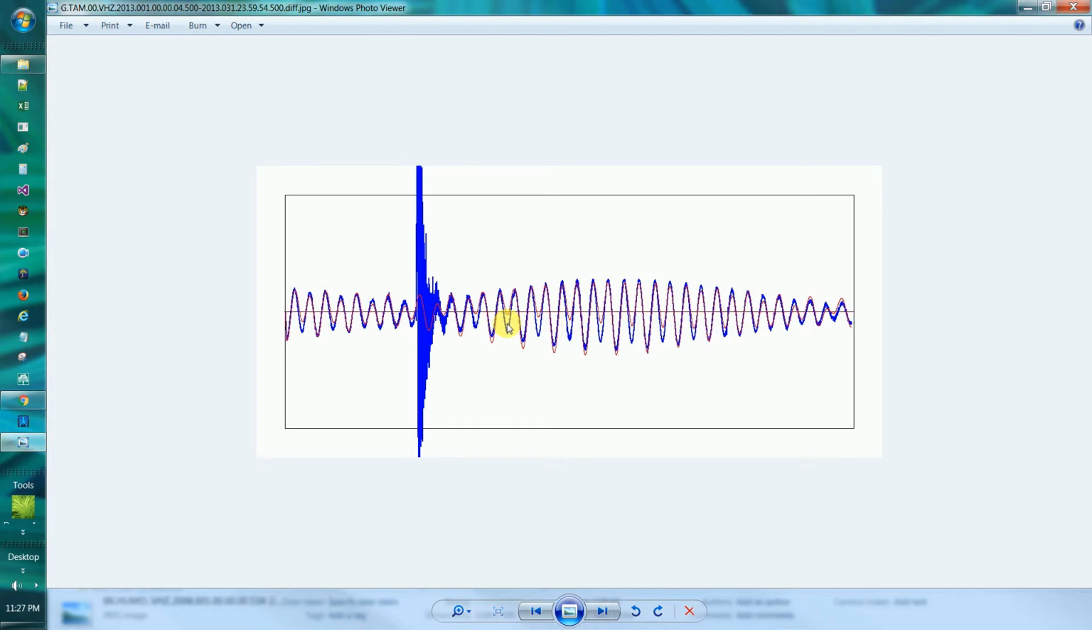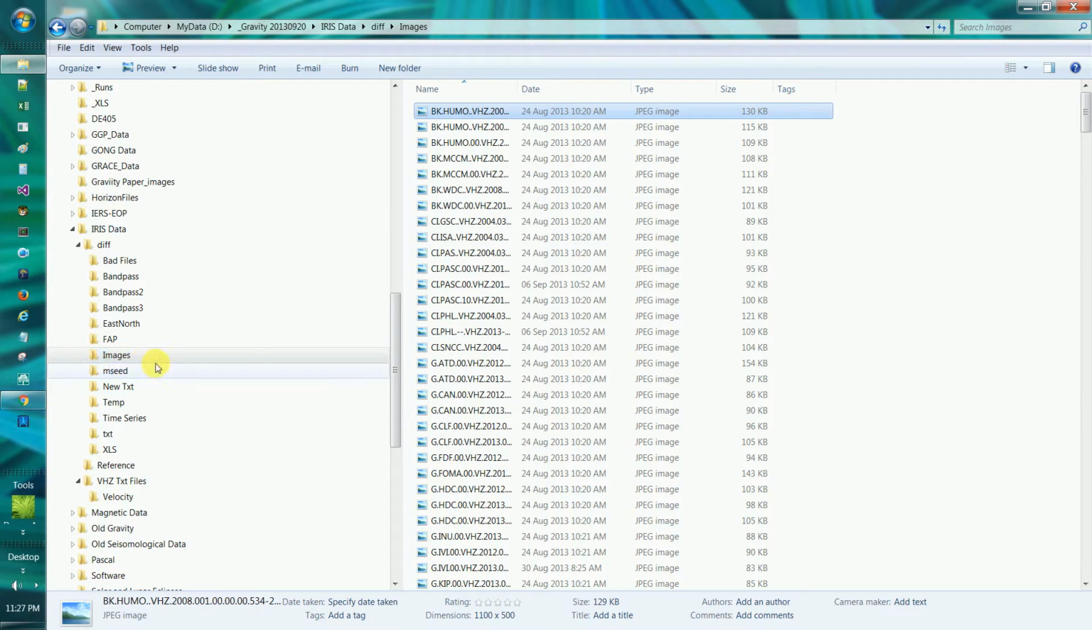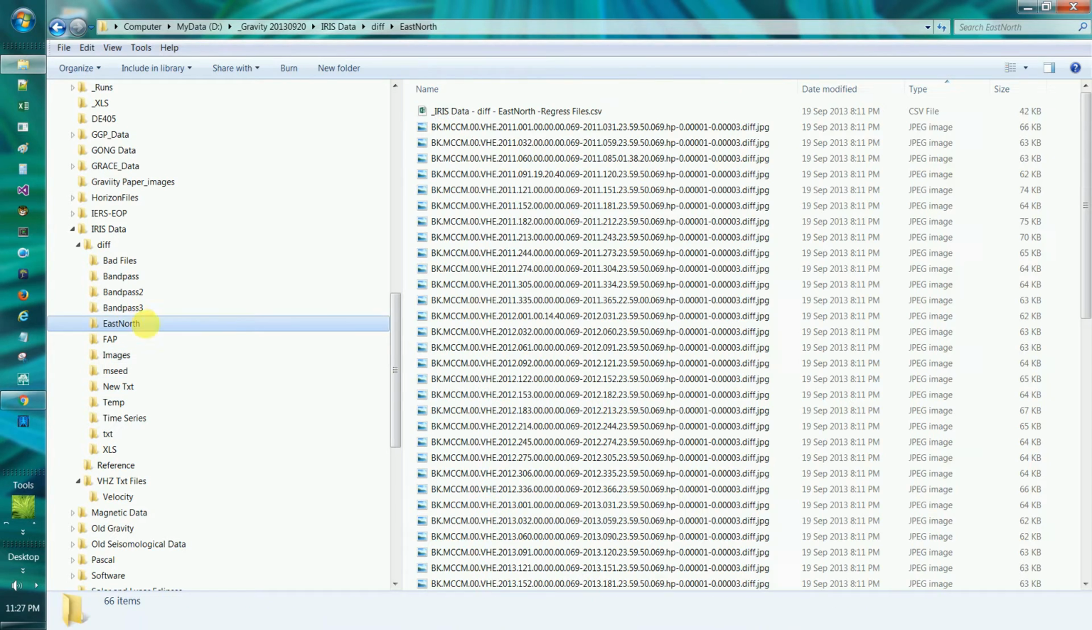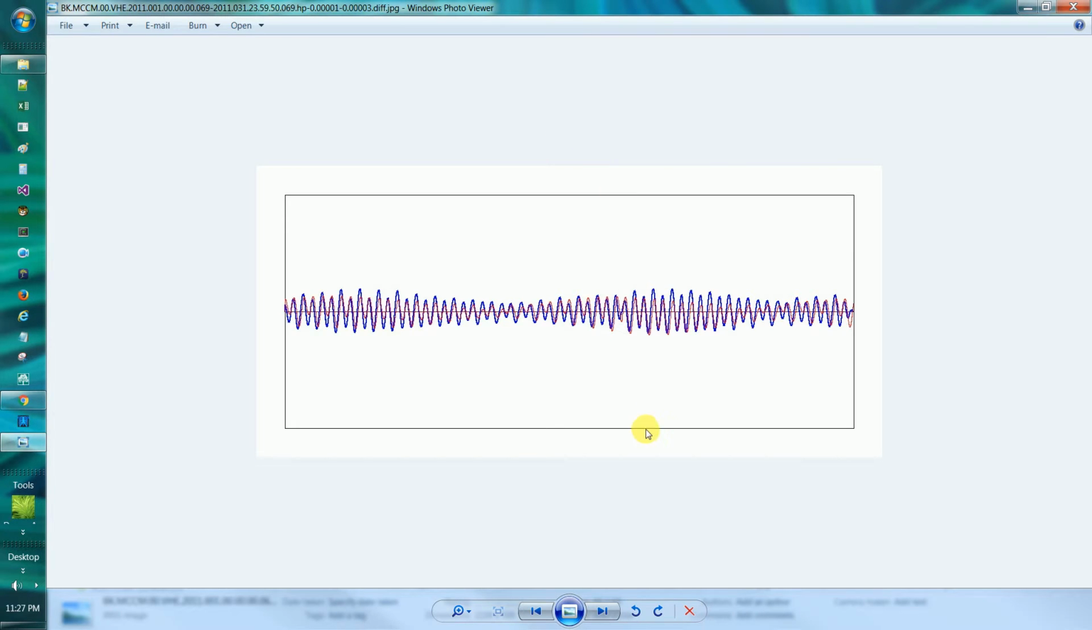It's hard for me to summarize maybe a year's worth of work in just a few minutes. Let me see. I'm going to just close this. So that's some of the images in here. That's just a sampling of things that I kept. The east-north studies were interesting. Remember that BKMCCM, I think that was in there?